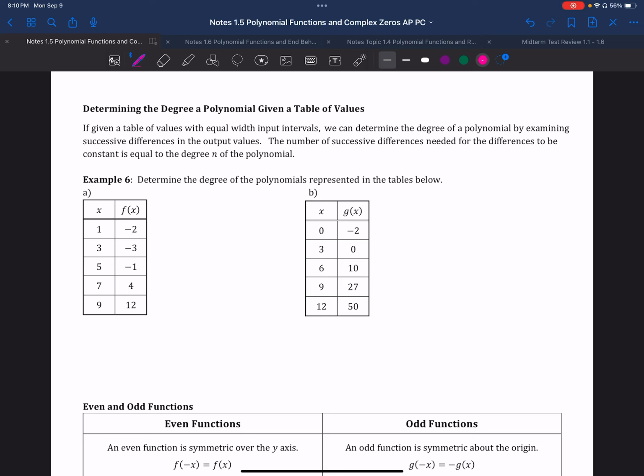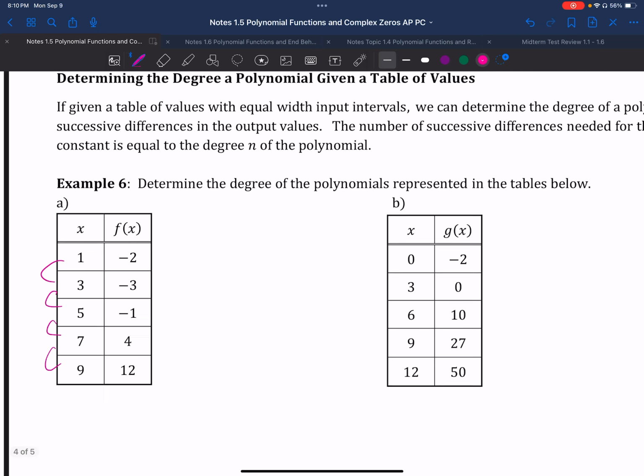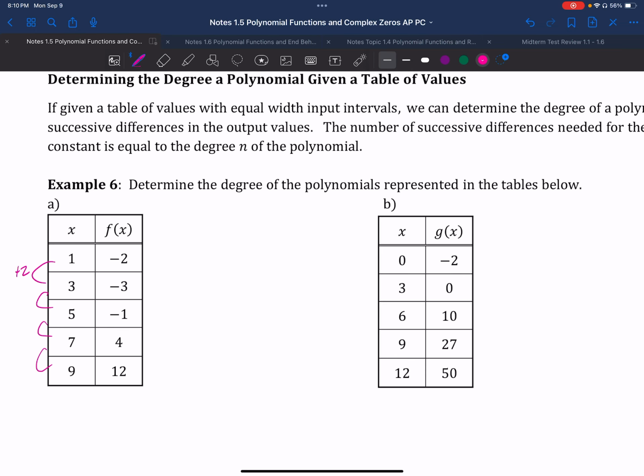Well, the equal width input intervals is talking about the x values. So for your x values, you do have to be moving by the same rate or the same number. So from 1 to get to 3, I do need to add 2. From 3 to get to 5, I need to add 2. From 5 to 7, 2. 7 to 9, plus 2. If you don't have that, you cannot use this method to solve the problem. And then I'm going to do the same thing with the y values and do it as many times as needed until I get that constant that I need.